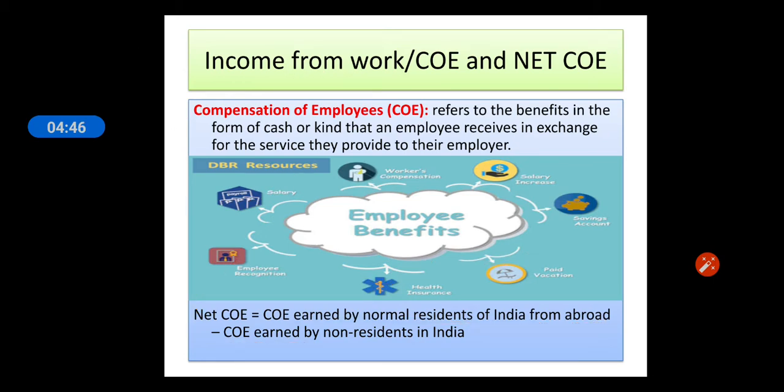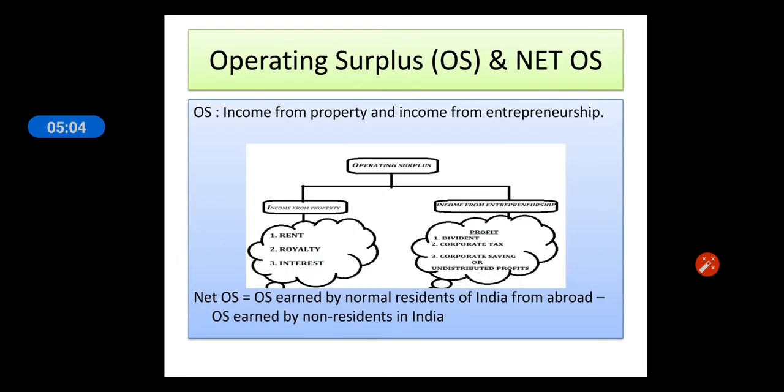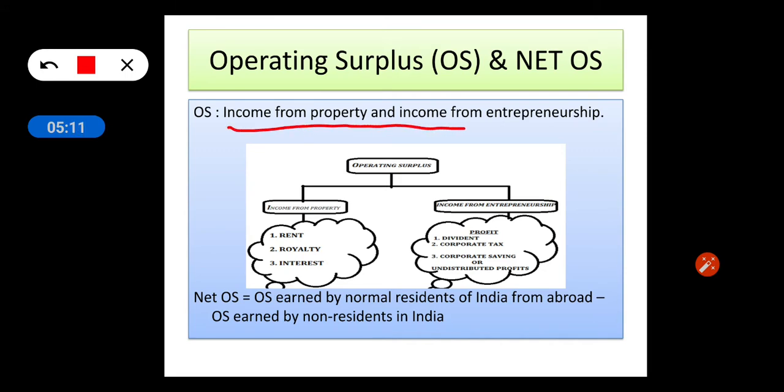Now let's move on to the second component, right? What is it? Net income from property and entrepreneurship. To understand this concept, it is very important to know the concept of operating surplus, OS. Okay, so let us see what is operating surplus. It's an income from property and entrepreneurship.